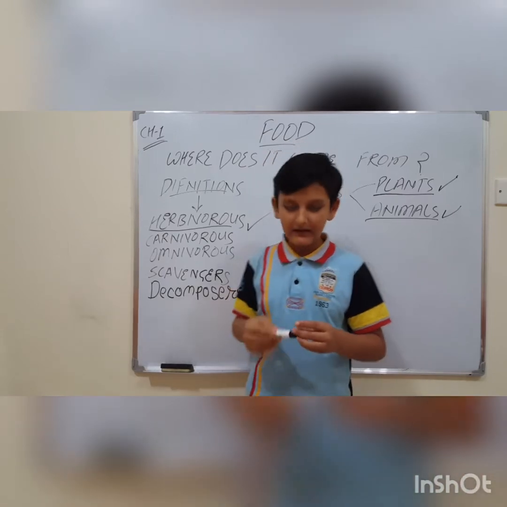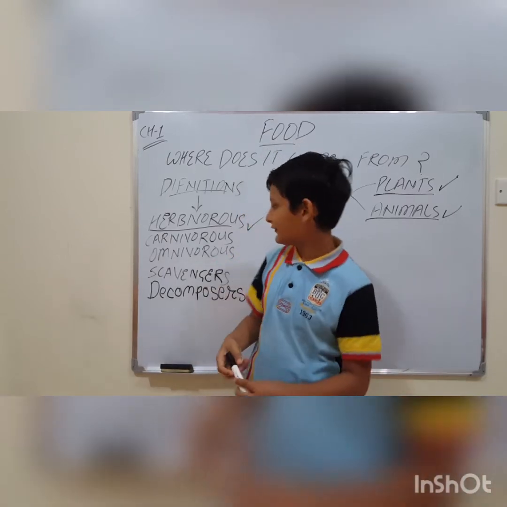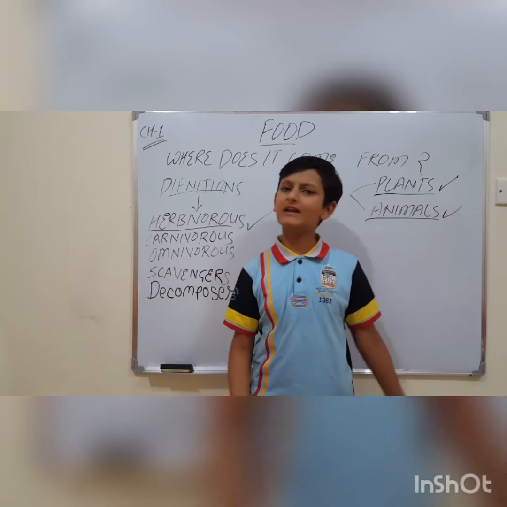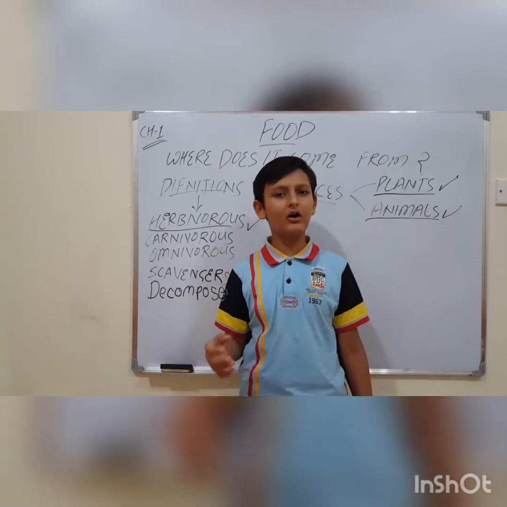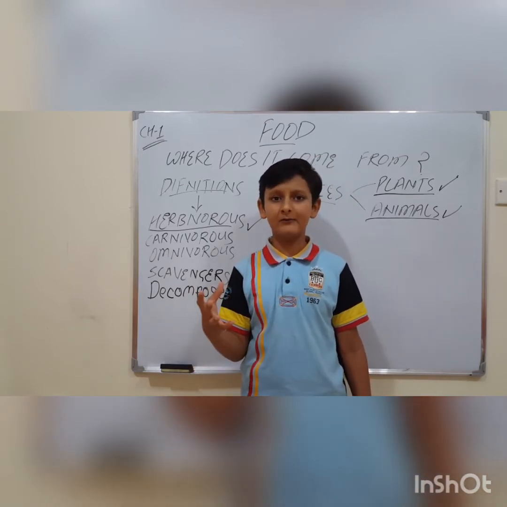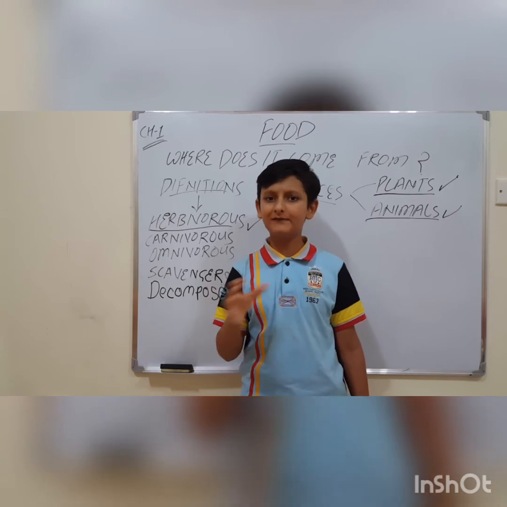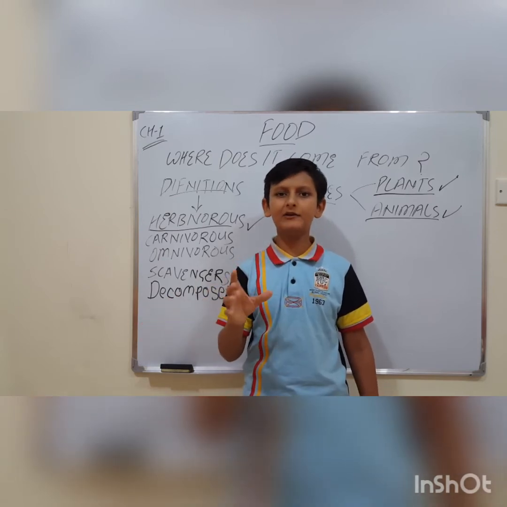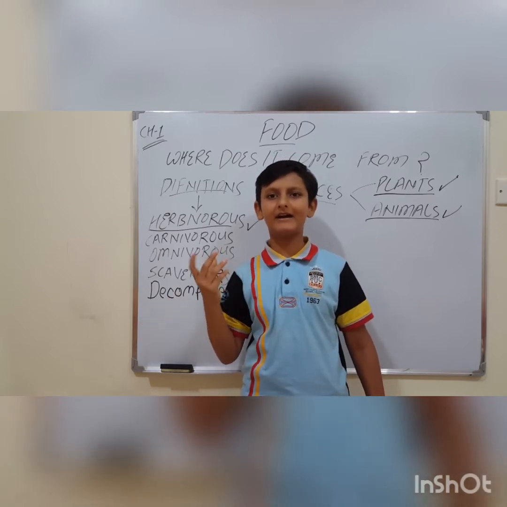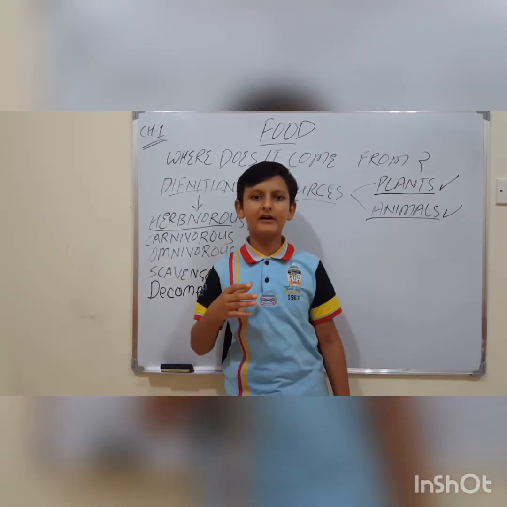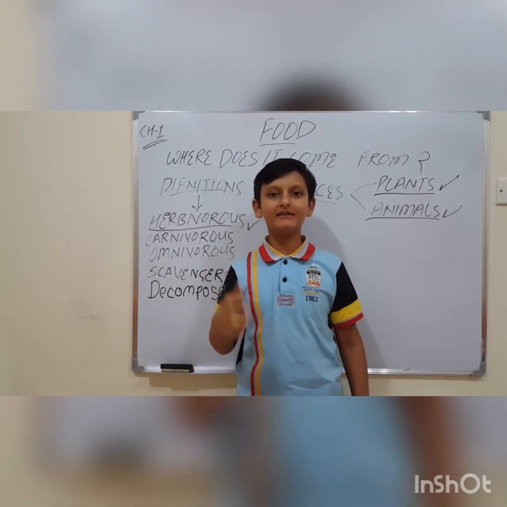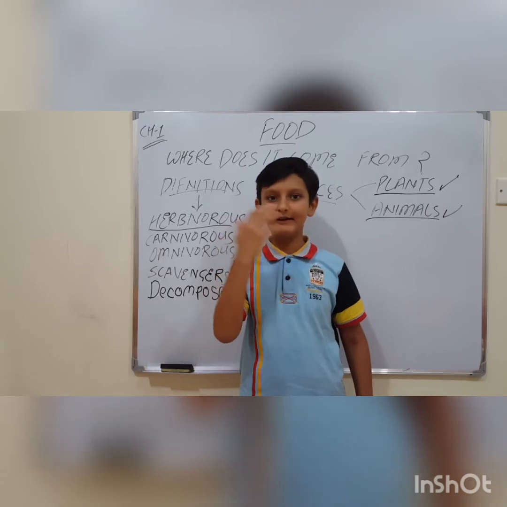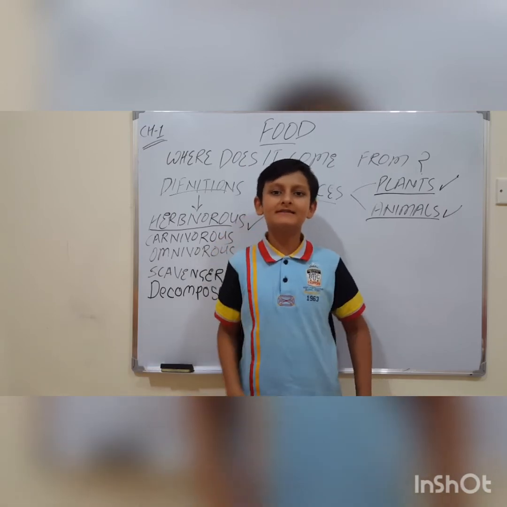Okay, we did it. And now I'll tell you something about carnivores. Carnivorous animals are those that only eat the flesh of other animals, and herbivores don't eat the flesh of other animals. Carnivorous animals such as lion and tiger have a type of teeth structure in which they have canines in their mouth.